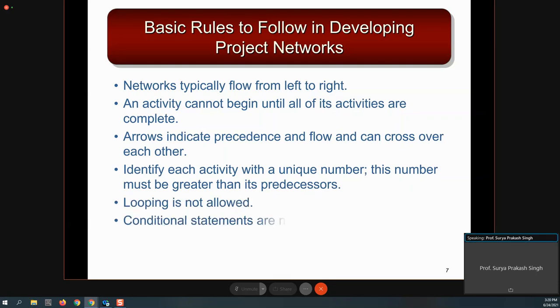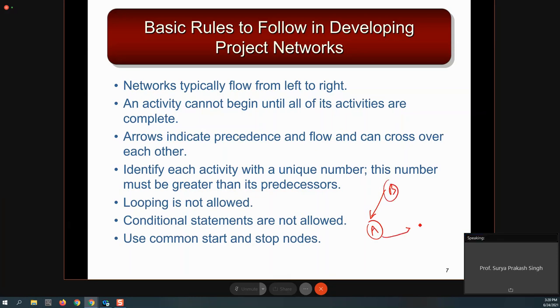Looping is not allowed. There are some things which I will discuss while going through construction. Looping means I cannot have something like this. So this is looping. It means that A cannot start unless B is over, C cannot start unless A is over, and B cannot start unless C is over. So this is a loop. This type of thing cannot be present in the project network. Otherwise, your project will never end. That is the meaning of looping is not allowed.